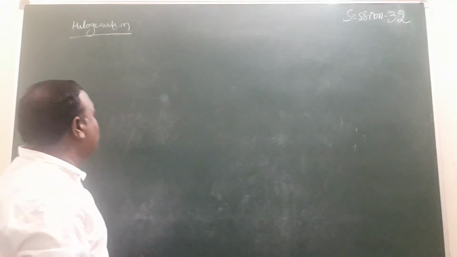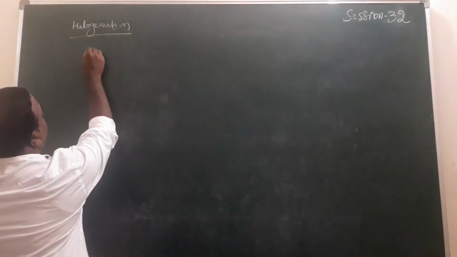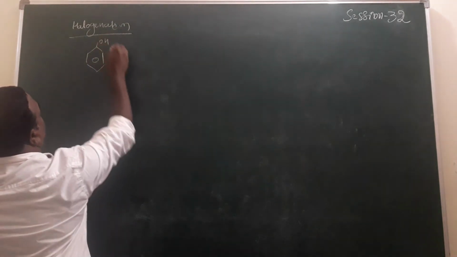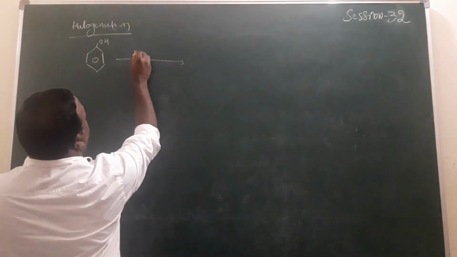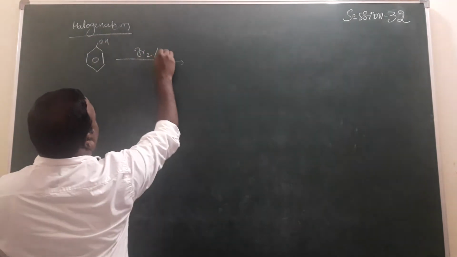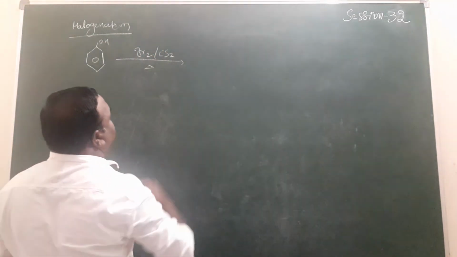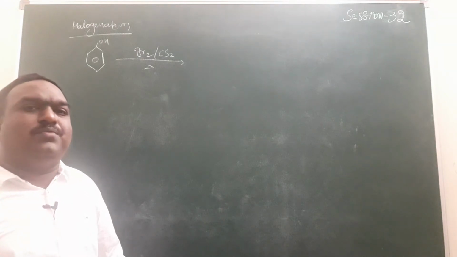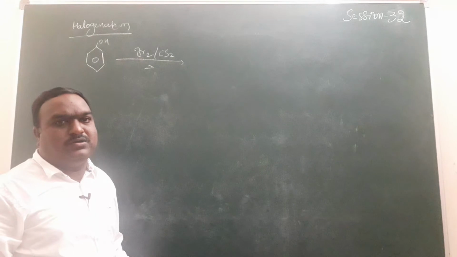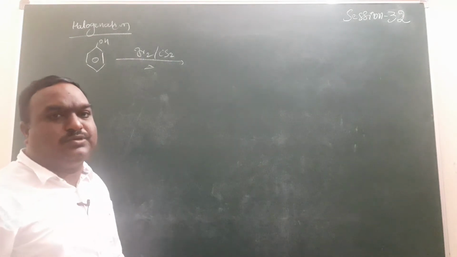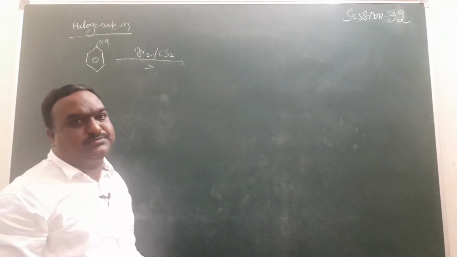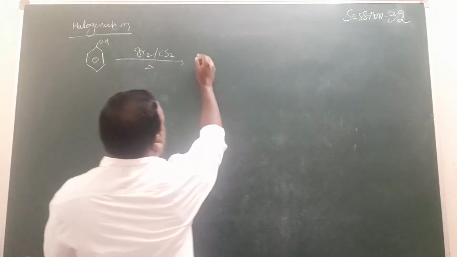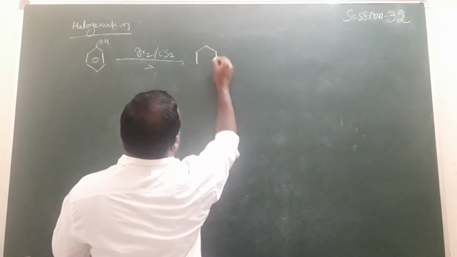So here the phenol compound is given, here OH. The compound reacts with bromine in the presence of carbon disulfide. Carbon disulfide medium or chloroform medium is given, it doesn't matter. It forms the mono substituted product. The H plus is substituted by incoming Br plus. Orthobromophenol and parabromophenol are formed here.